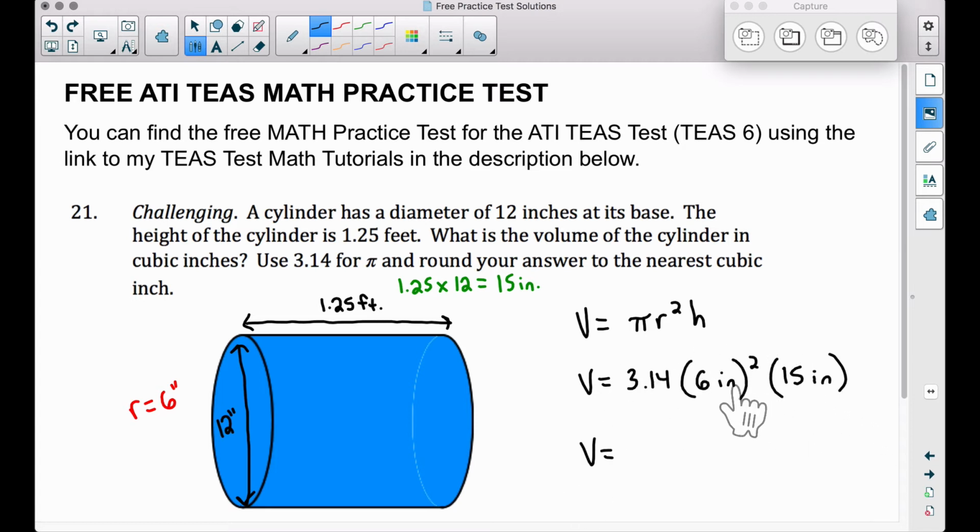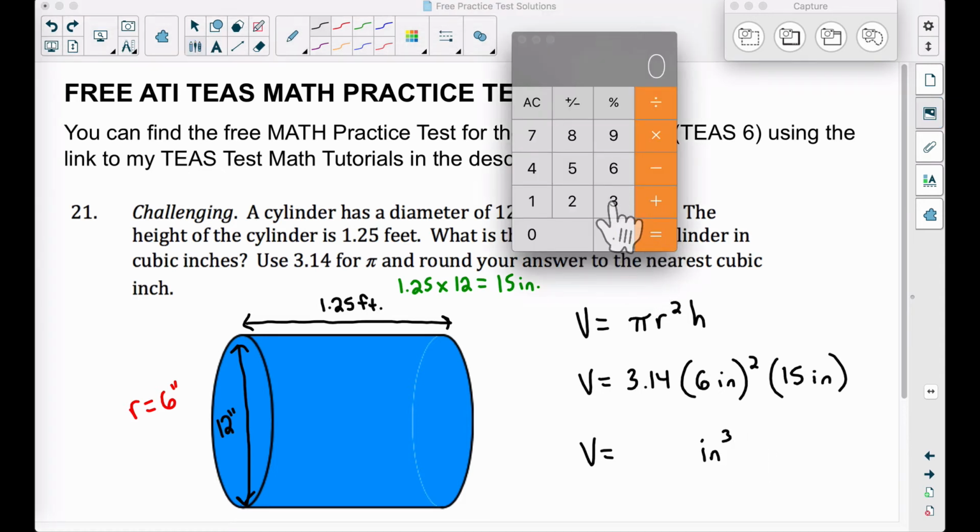Now, something to note here, the reason why I'm writing these units of measurement is because if you take inches and square it, you have square inches, times another inch gives you the cubic inch, which is actually what volume is measured in, cubic units. Now let's just multiply 3.14 times 6 squared. One way to do that is to say times 6 times 6. Of course, you could have multiplied by 36 as well. That's the same thing. And then let's not forget to multiply by 15.